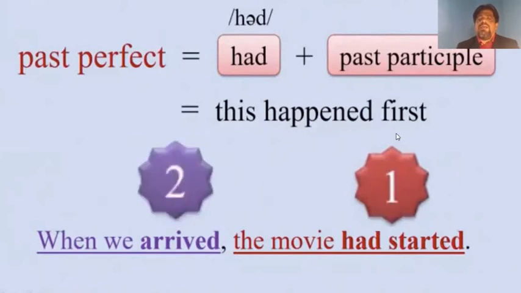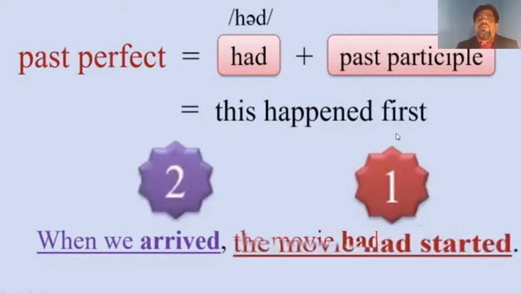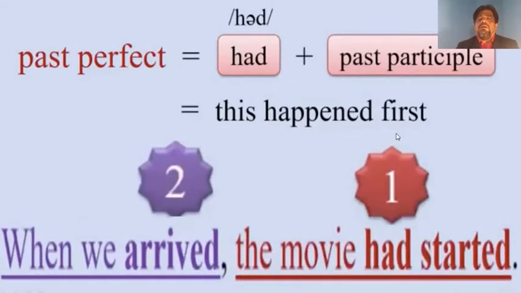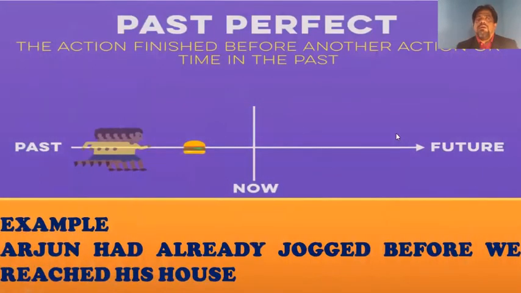And what is the second action? The second action is what we could say, we arrived, and that must be written in the simple past tense. So we say, when we arrived, the movie had started. So, the action finished before another action, and especially time in the past.